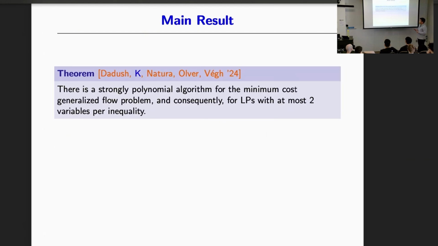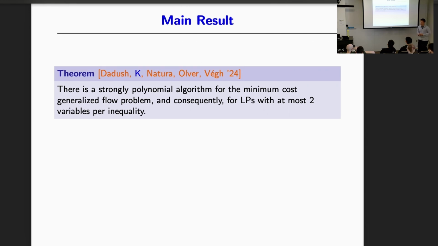So the main theorem is that we give a strongly polynomial algorithm for the min cost generalized flow problem, and thanks to the reduction by Hochbaum, this implies that we also have a strongly polynomial algorithm for LPs with at most 2 variables per inequality.